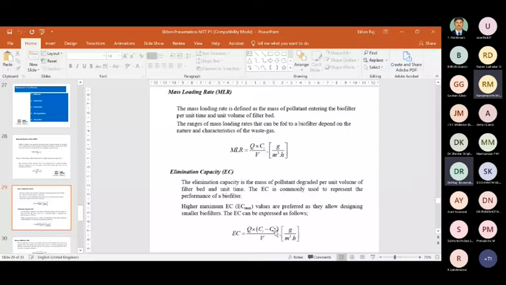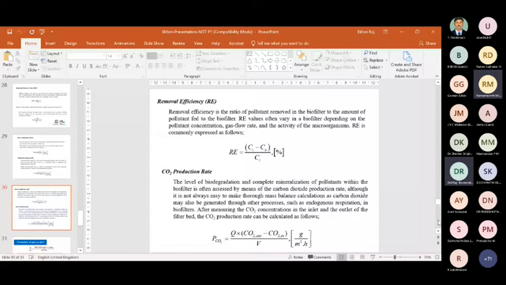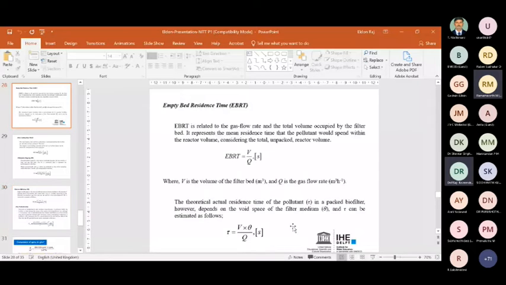It's very simple. You just subtract the C naught value, the outlet. And the next parameter is something that you all know very well. The removal efficiency is inlet minus outlet divided by the inlet, multiplied by 100. Please multiply by 100 so that you get a percentage. So these are some of the very simple formulas that you can use.